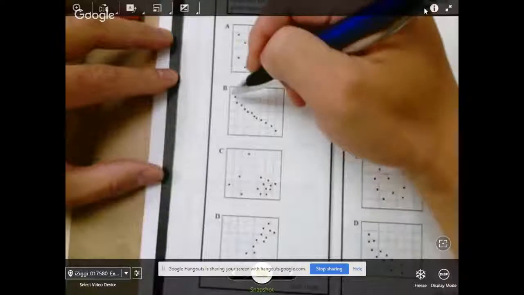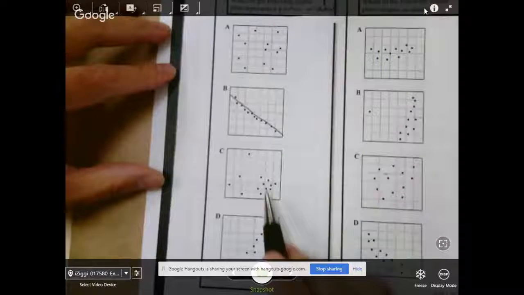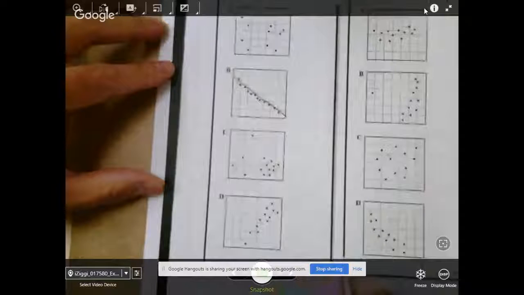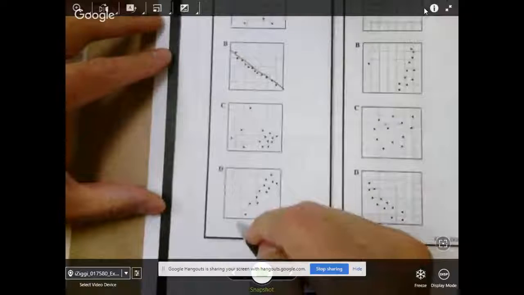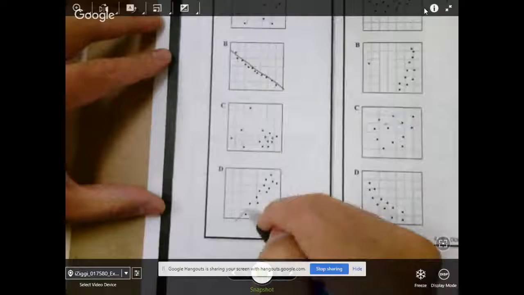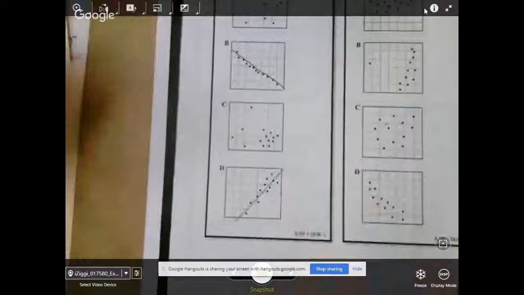C, it also looks like there is no correlation. D, looks like there is some correlation. If I draw a line of best fit through, it looks like it's going up. Okay, so D is your positive correlation, right? Positive correlation. Okay, left to right, line of best fit's going up.